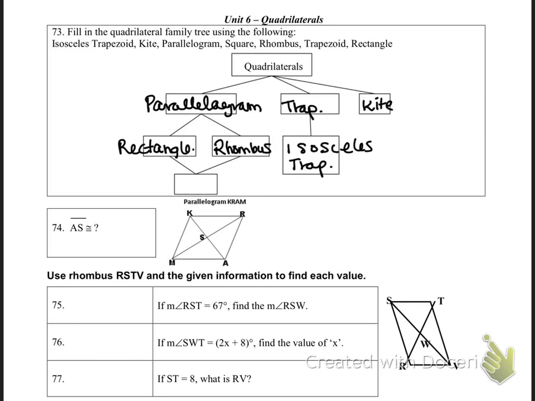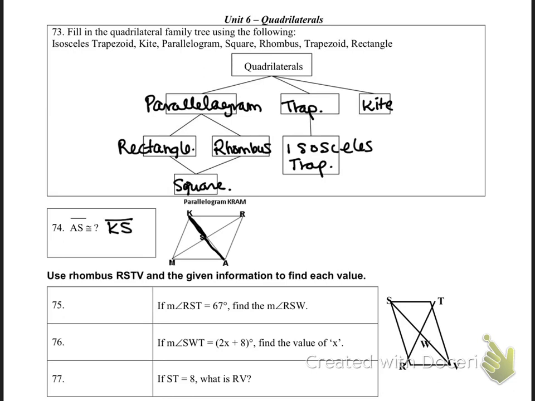And then either one of those can be a square, or lead to a square, I should say. They want us to know if KRAM is a parallelogram, what is AS congruent to? Well, AS right here has to be congruent to the opposite side, or the other half of the diagonal. So it's going to be line segment KS.